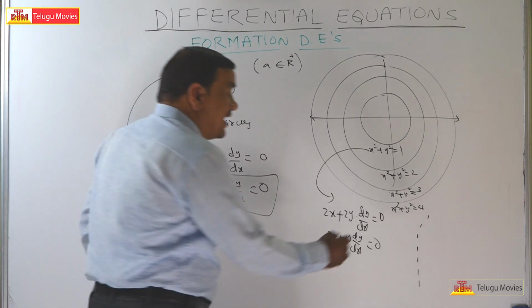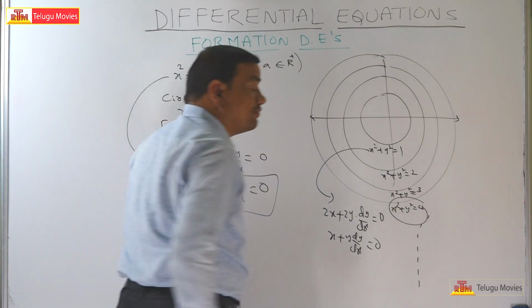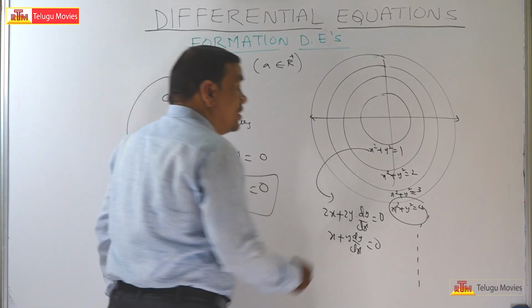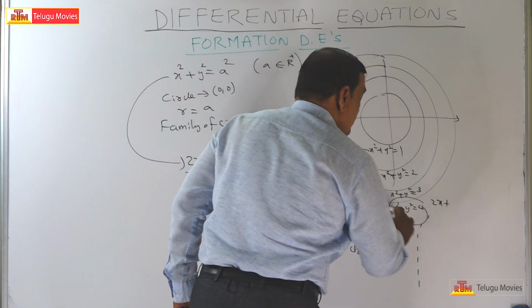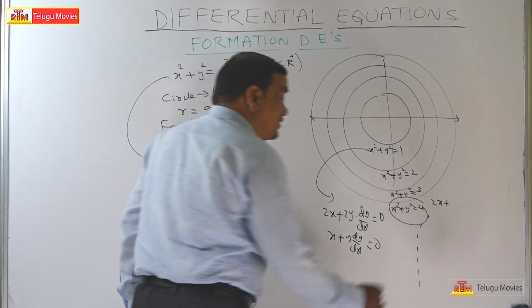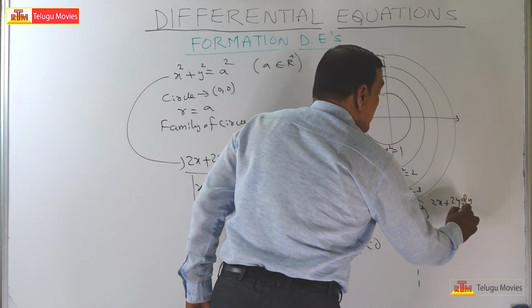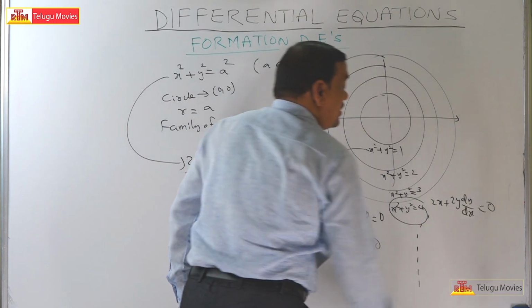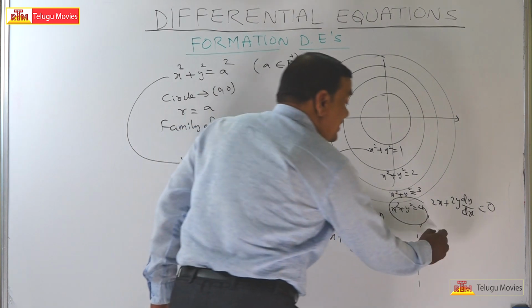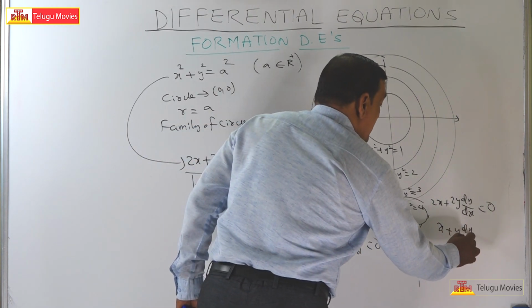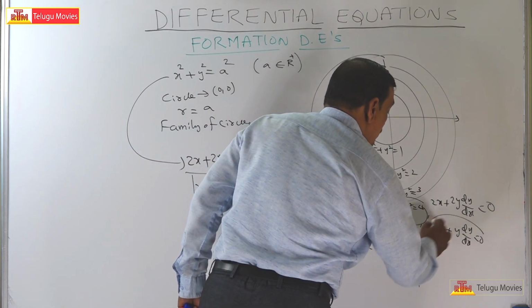Otherwise, you take another member, that is x square plus y square is equal to 4. Now differentiate: the x square derivative is 2x, the y square derivative is 2y dy by dx, and the derivative of 4 is 0. Again you are getting x plus y dy by dx is equal to 0.